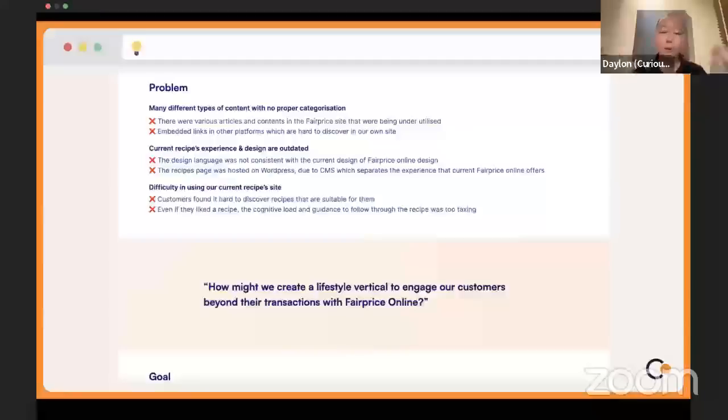Now, when you go down, it starts to emphasize more on the challenge, right? So under the problem title, he mentioned what the challenges are that this particular company is facing. And then he started with a question, right? How might we create a lifestyle vertical to engage our customers beyond their transactions with FairPrice online? Okay, so that was the question. And then he started to present the answers, which are the design solutions, and he explained his design solutions and what was going on.